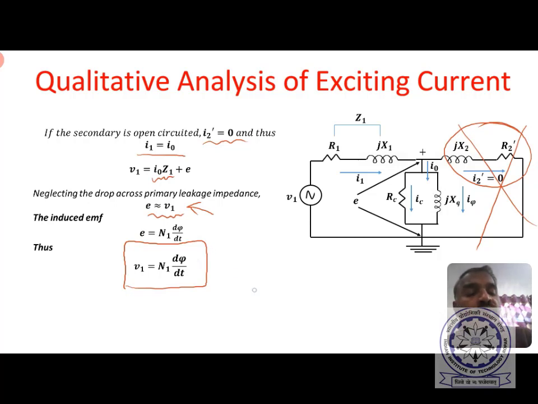Therefore, the relation between phi and V is, if phi is sinusoidal, V must be sinusoidal, or if V is sinusoidal, phi must also be sinusoidal. Please remember, it is not the no load current which is sinusoidal. If you apply sinusoidal voltage, the current need not be sinusoidal, as we will see soon, but the flux needs to be sinusoidal. So this is what this analysis will give us.